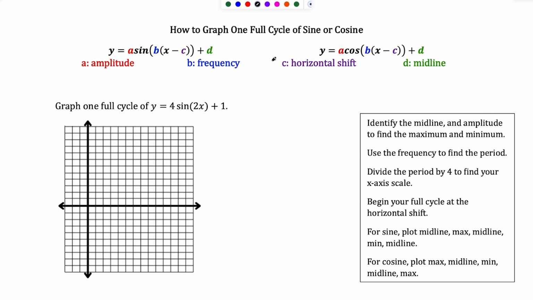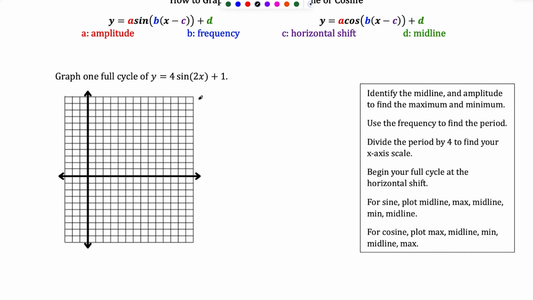So these are the two equations that we're going to need, and let's get started. First, we're going to graph one full cycle of y equals 4 times sine of 2x plus 1. And we'll identify the amplitude first. That's the coefficient of sine. So our a value here is equal to 4.